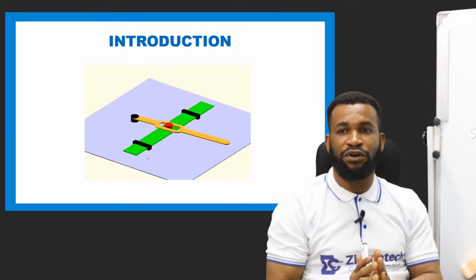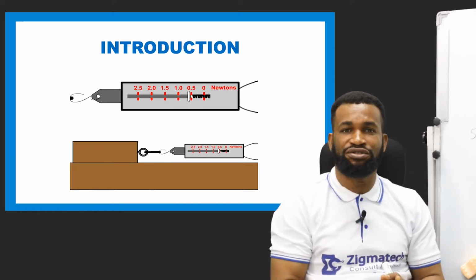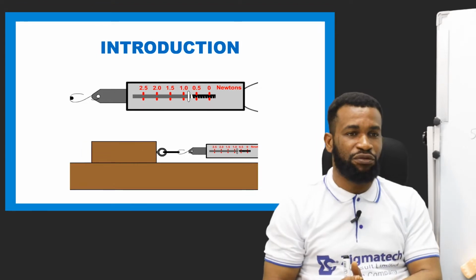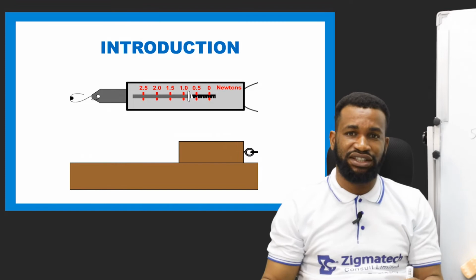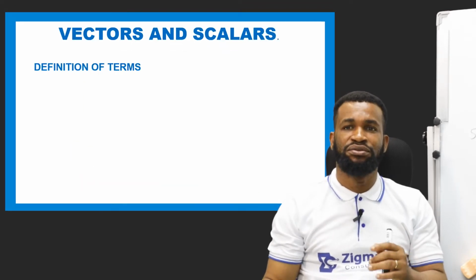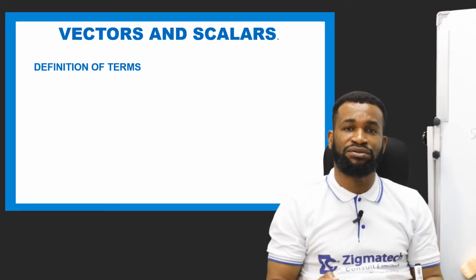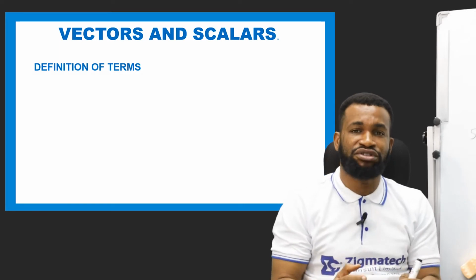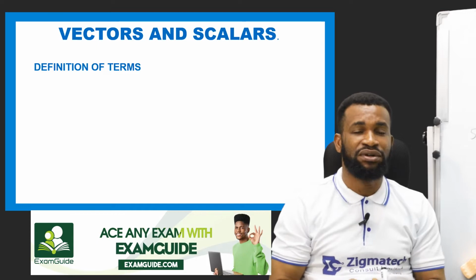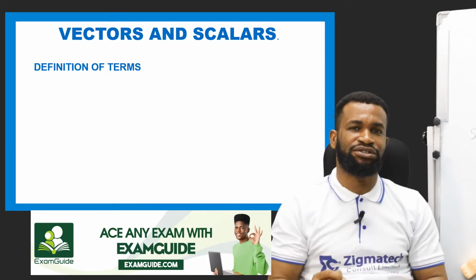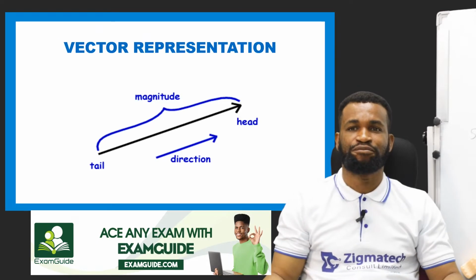Whenever we talk about force, like the one you are watching on the screen, there must be a direction of force, and that makes it a vector. In general, when we are talking about vectors and scalars, we are talking about a measurable quantity that has direction, that is a vector, and when it does not have direction, then you call it a scalar.